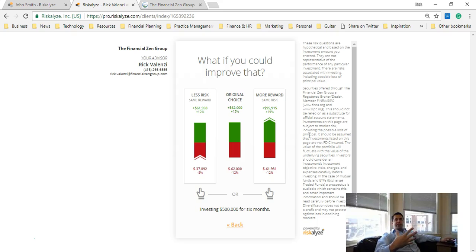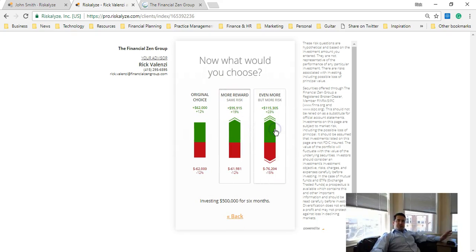Then we're just going to drill down into exactly, sort of double check that initial assessment. So it's going to say, what if we can improve that? What if John could take less risk, but for the same amount of reward? So in this case, instead of being down 12%, he'd be down 8%, but he'd still have that positive potential 12% upside. Or on the other hand, maybe he would rather keep the same amount of risk for potentially more reward. So let's say that's his choice this time around.